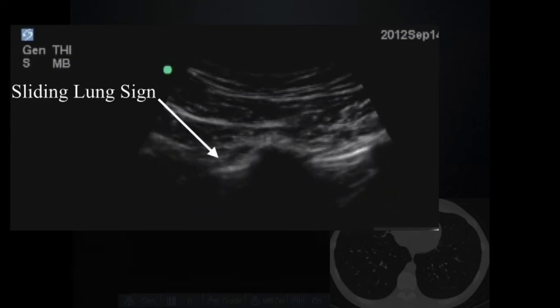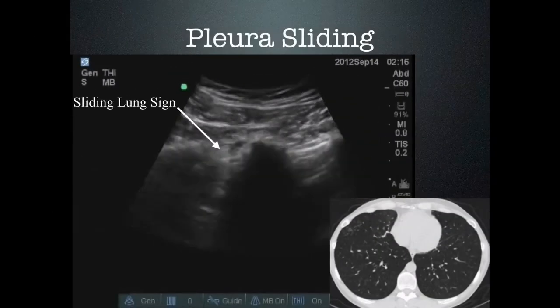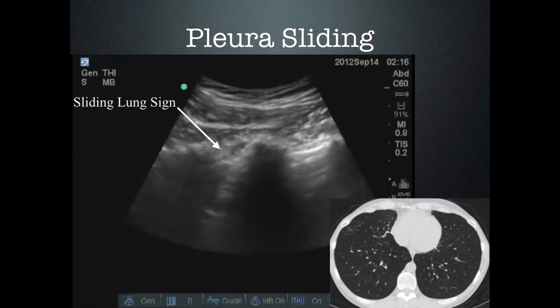I turn the gain way down. When you turn the gain down, everything gets dark, but because the pleural line is so echogenic, it stays bright. And then your eyes can focus just on the pleural line, and you can see that motion side to side. It's very easy to see. This is the sliding lung sign, so therefore this patient does not have a pneumothorax.